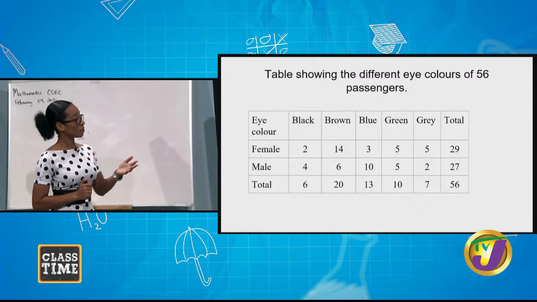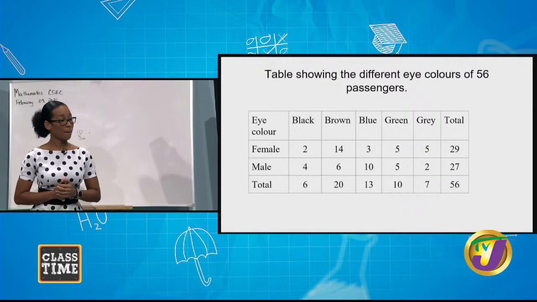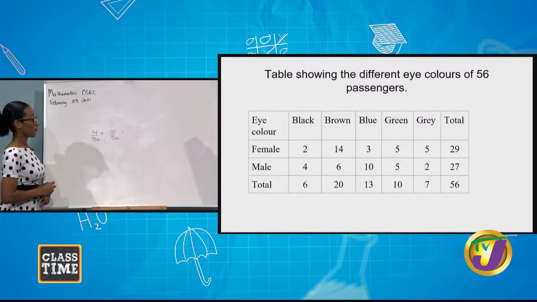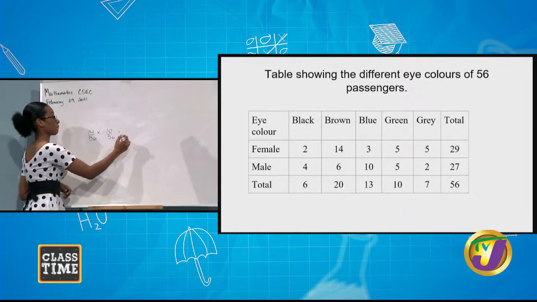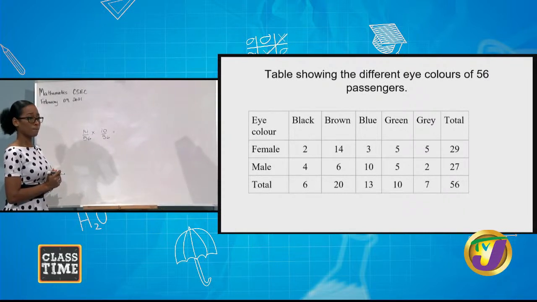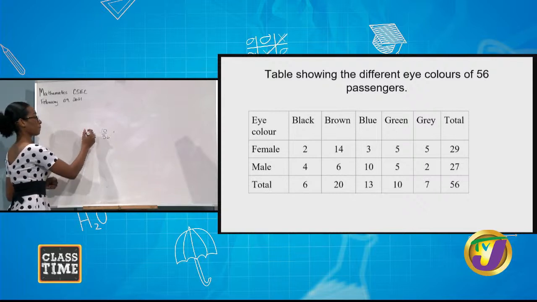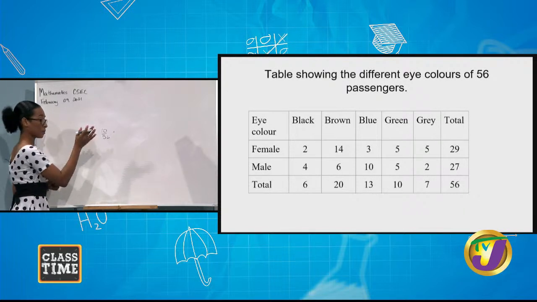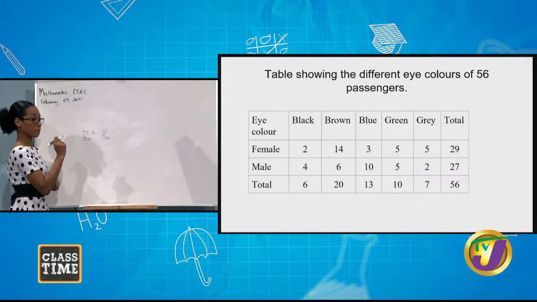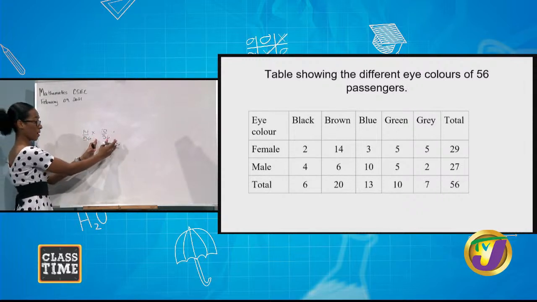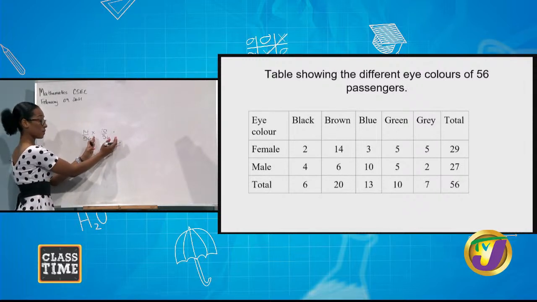So we looked at females with brown eyes and males with blue eyes. Now we have learned about the multiplication rule, right? Let us see if it stands here. The probability of sitting next to a female with brown eyes and a male with blue eyes is equal to the probability of sitting next to a female with brown eyes, which is 14 out of 56, multiplied by the probability of sitting next to a male with blue eyes, which is 10 out of 56.